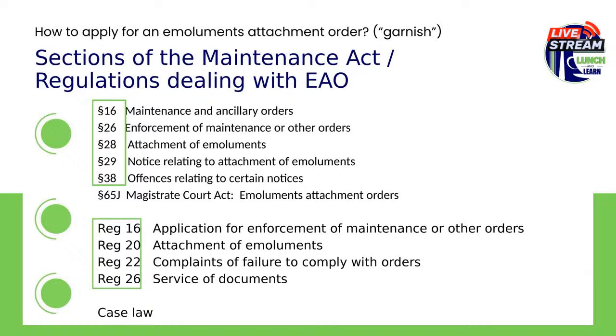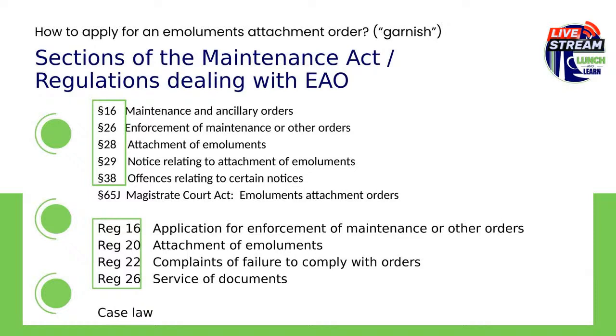In terms of the Act, Section 16 deals with maintenance and the auxiliary orders. We will be discussing Section 16.2 in quite some detail in a moment. And then Section 26, that you'll find in Chapter 5 of the Act, deals with the enforcement of arrear maintenance, with specific mention made of Section 28, dealing with emolument attachment orders, or the attachments of emoluments. Section 29 deals with notices relating to attachment orders, and then Section 38, the offenses, deals with these types of orders.